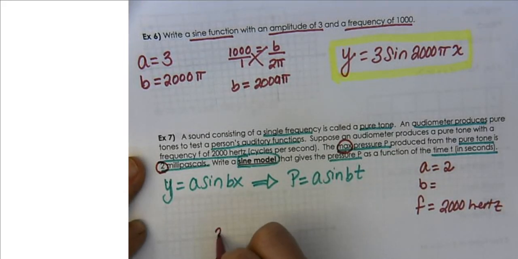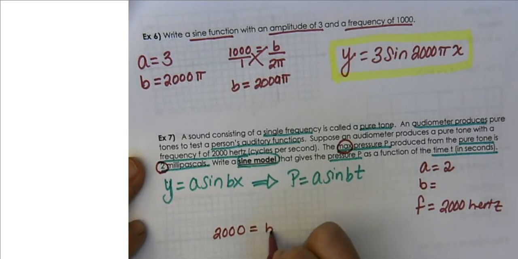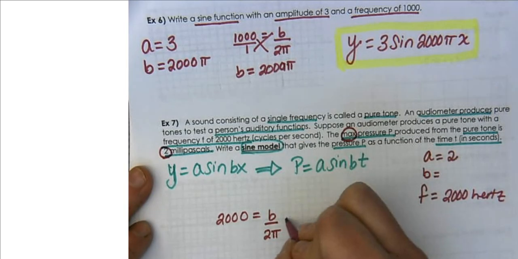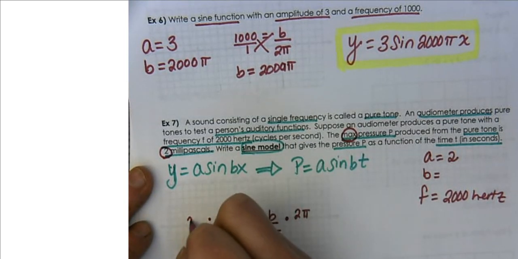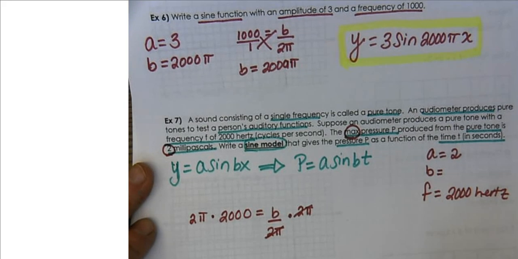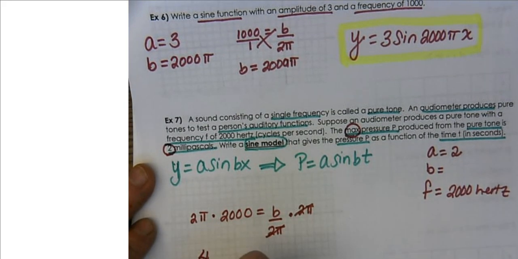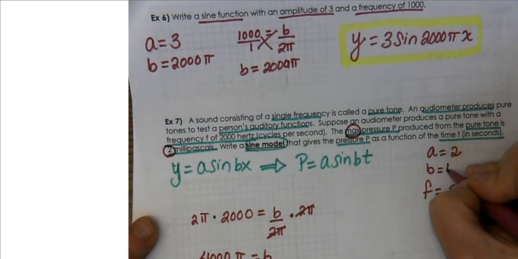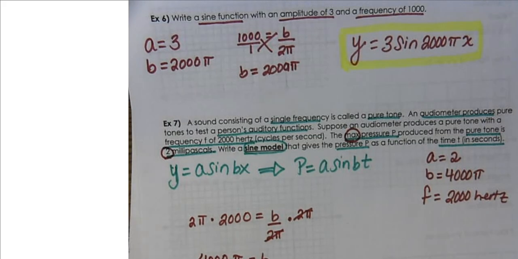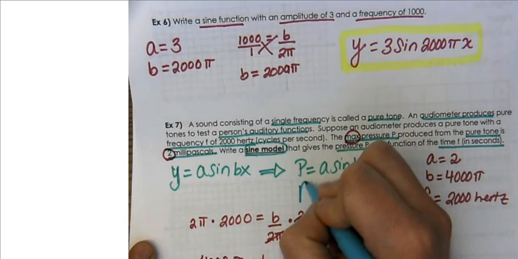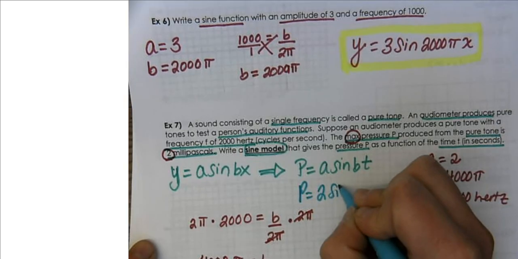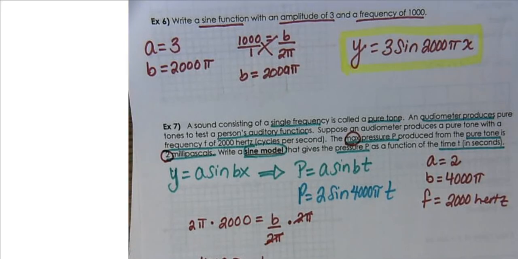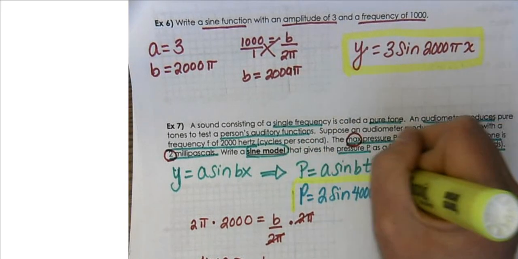And so therefore, we're going to calculate what our B value is the same way that we did in example 6. We're going to go 2,000 is equal to B divided by 2 pi. Another way, instead of cross product, is you could simply multiply both sides by 2 pi. And that will get the B value alone. 2 pi times 2,000 is 4,000 pi, which is equal to B. So now that you know what B is equal to, we can now put it into our function: P is equal to 2 times the sine of 4,000 pi times t. And that is your model, as well as the end of today's lesson.